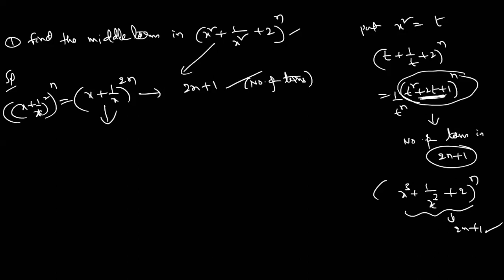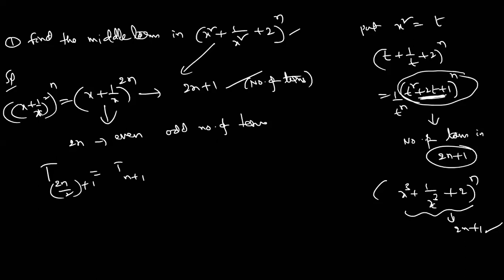Now, what is n? 2n is even. So an odd number of terms are there. Therefore, what term is coming? Anyone? So, what is the middle term? That is 2n by 2 plus 1, that is T n plus 1. What is the middle term here? Odd number of terms means there is only one middle term. Keep in your mind, dear students.